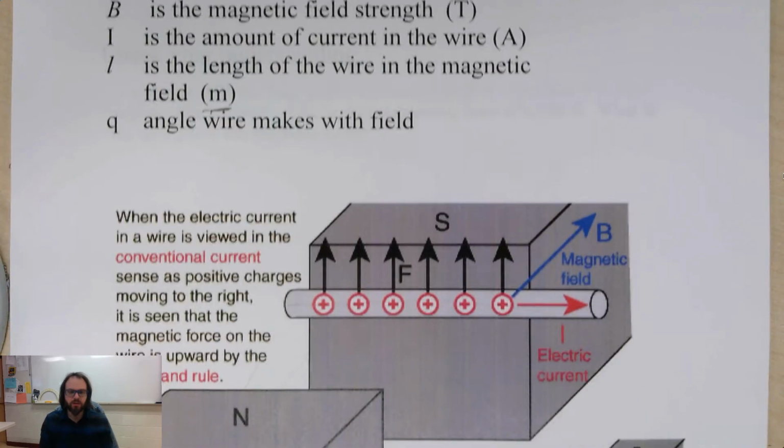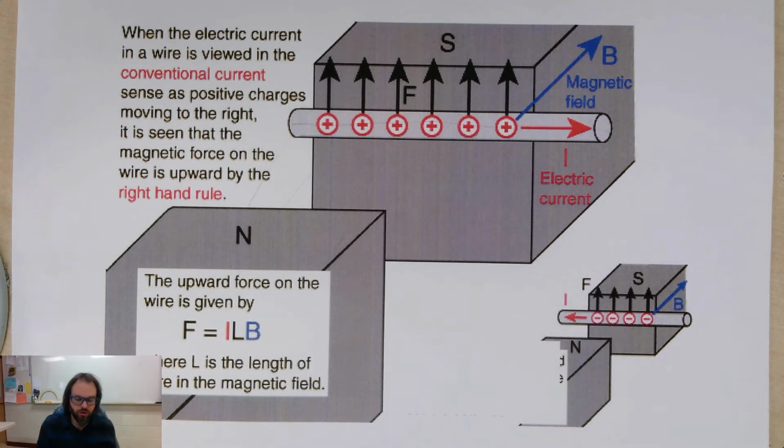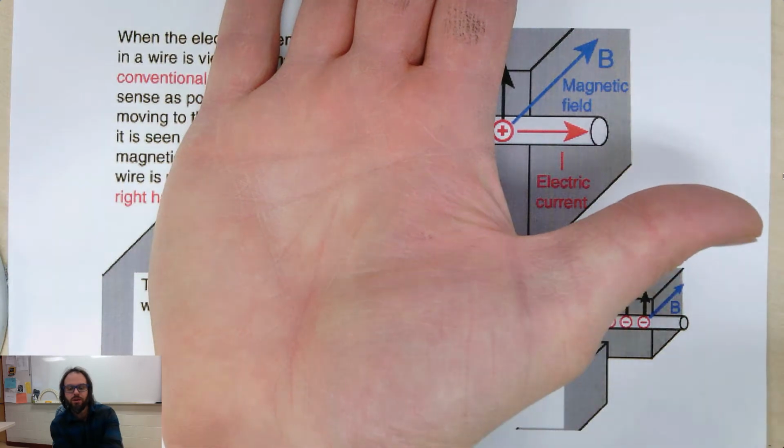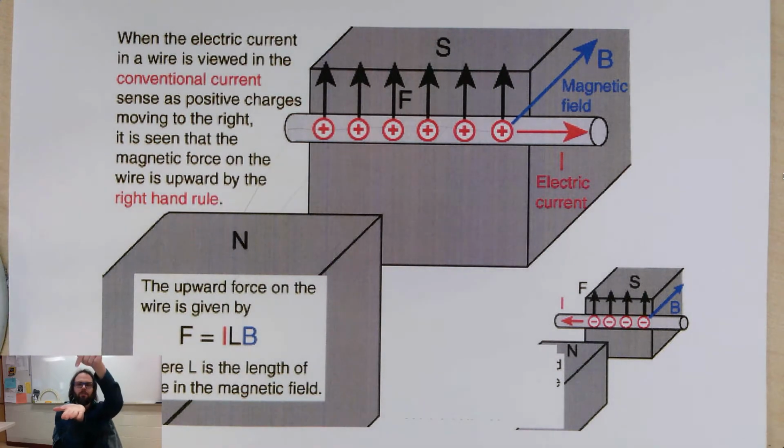So let's take a look at this nice little diagram. It says here we're going to look at conventional current. When electric current in the wire is viewed as conventional current, that means it is positive. So in this case, we have to use my right hand. My right hand follows the magnetic field going north, and we know the current is going this way. So the force is going to be coming out of the page, or in this case, going up. My magnetic field goes from north to south, and we're using my right hand because it is conventional current, which is positive. And we know my force is going to be pushing it up.